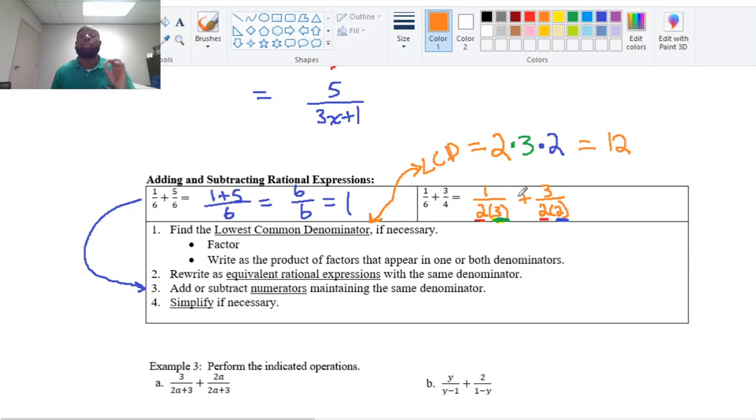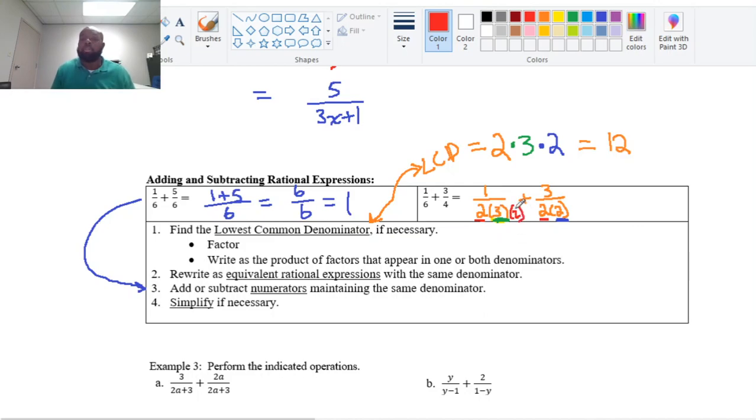And so what I want to do is write these fractions with a 12 in the denominator. Well, right now they have 6 and 4. So we're going to have to multiply so that we get an equivalent fraction. Now here I have two 2's multiplied and then a 3. This fraction starts out with a 2 times a 3, or 6. I need another 2 to get my LCD.